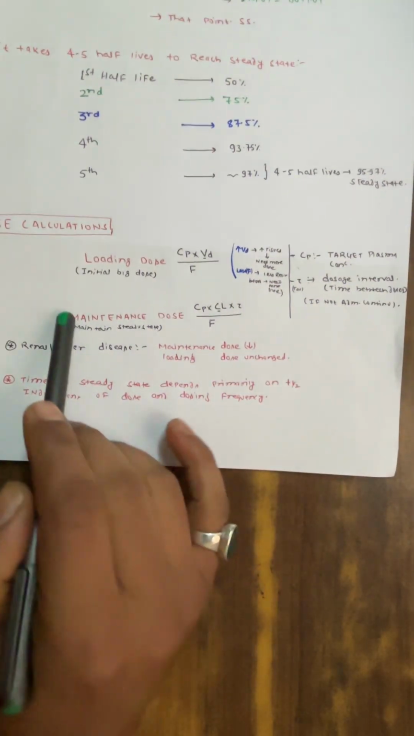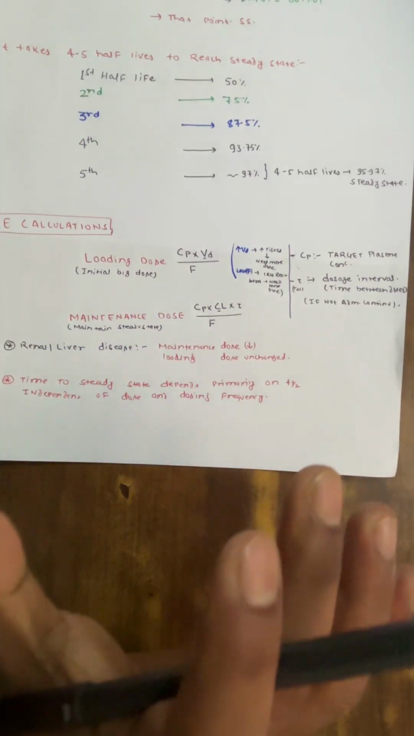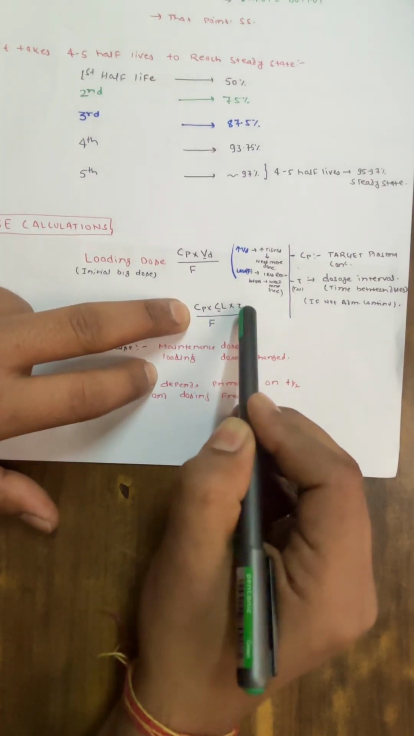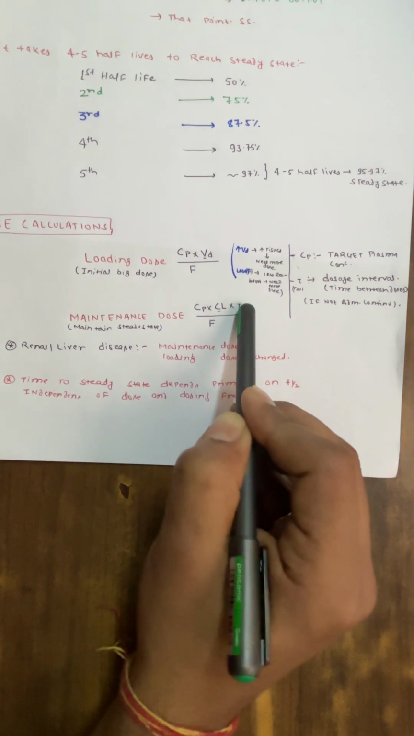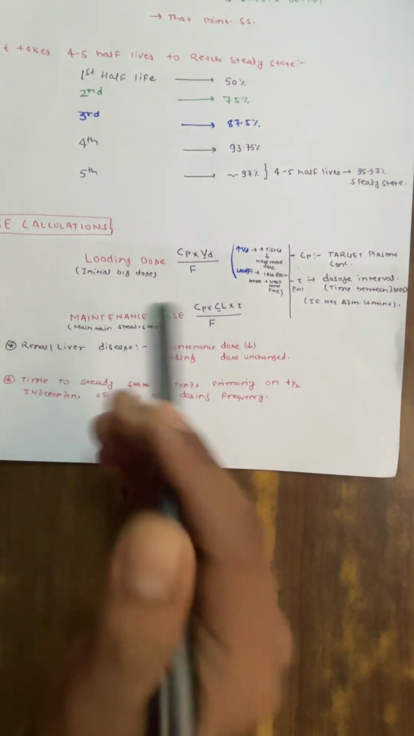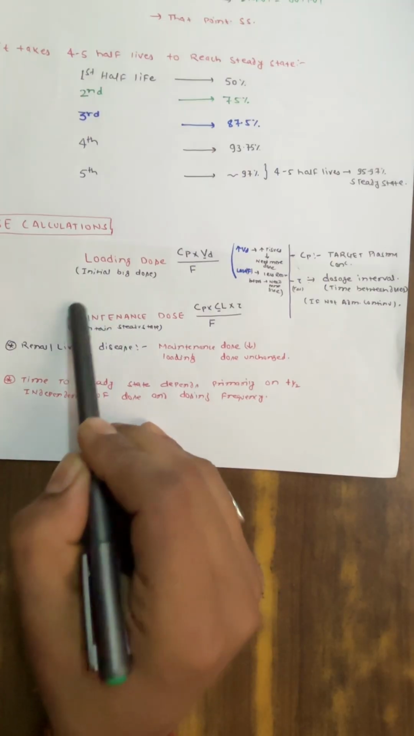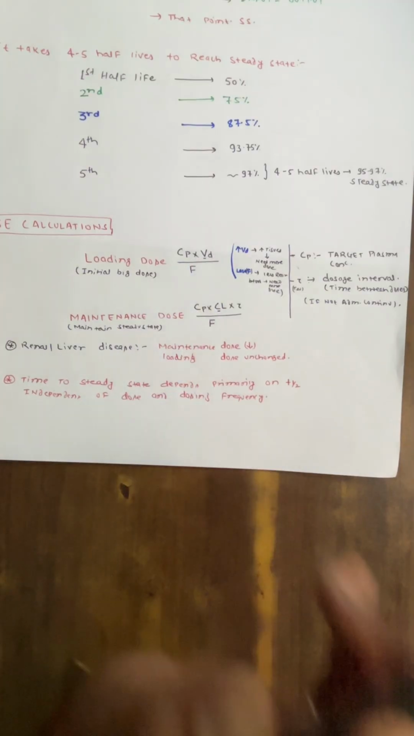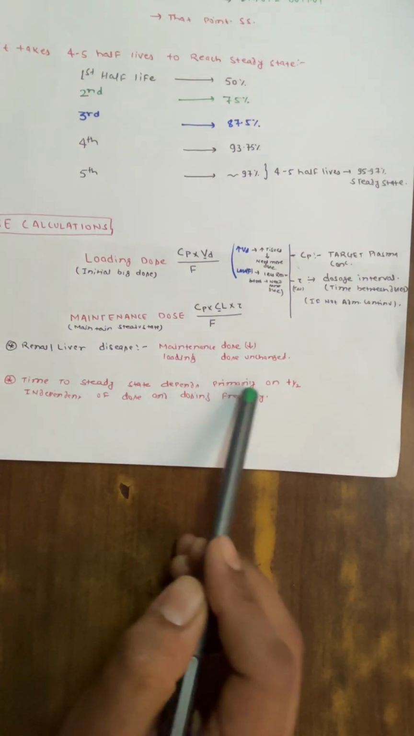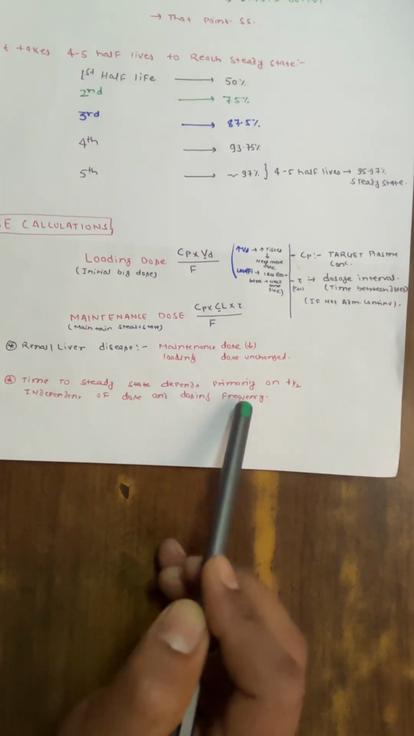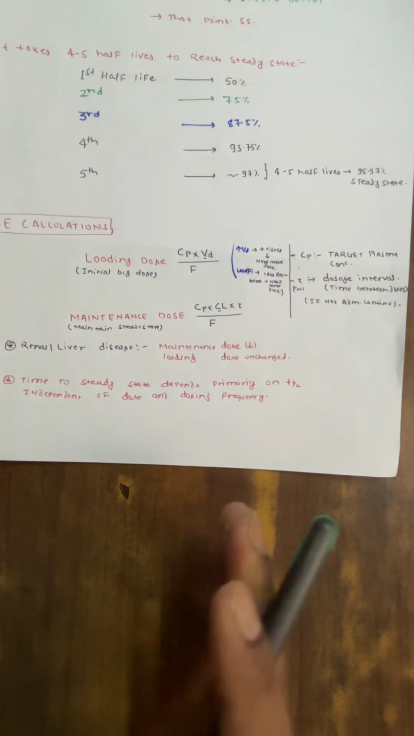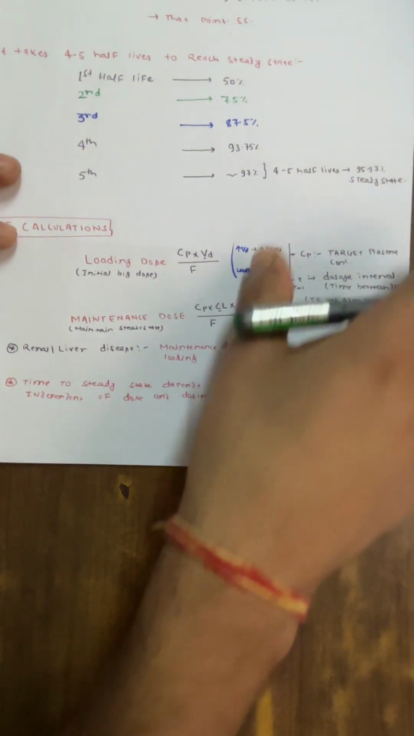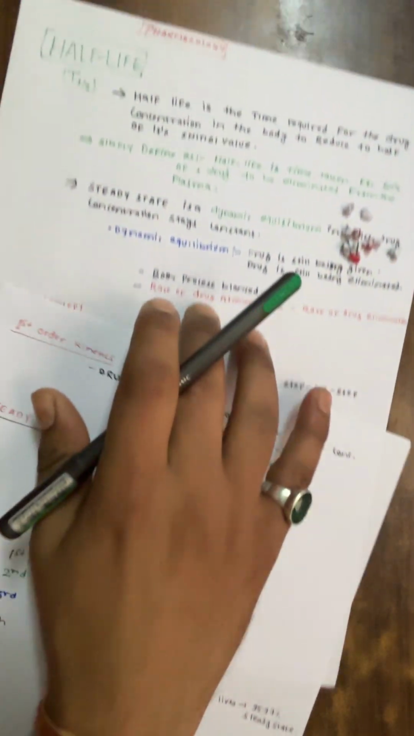Now talking about the maintenance dose: maintenance dose is to maintain a steady state. It equals target plasma concentration into clearance, into tau, by F. In MCQs they most often ask on what the maintenance dose depends. So maintenance dose depends upon clearance, but the loading dose depends upon volume of distribution. Time to steady state depends primarily upon T half, independent of dose and dosing frequency. So how much time it takes to reach steady state depends completely on T half. So this is all about half-life and drug dosing.